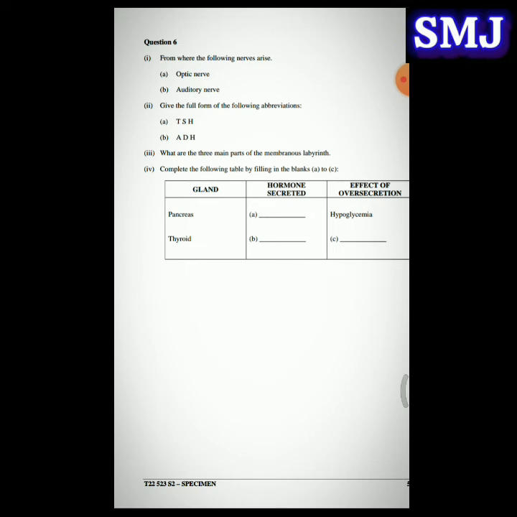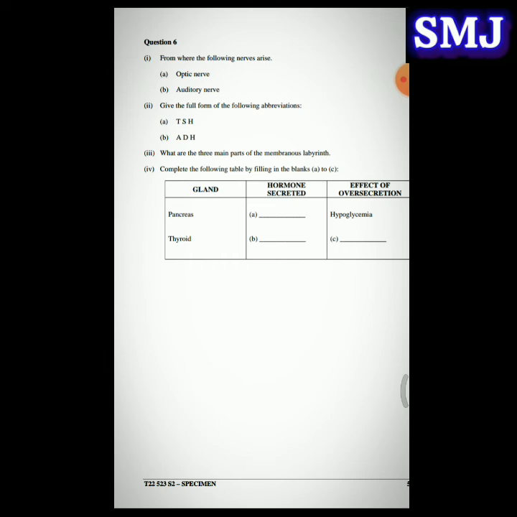Next question. What are the three main parts of the membranous labyrinth? The answer is the semicircular ducts. The second one is two sac-like structures, the saccule and utricle located in the vestibule, and the cochlear duct, which is the only part of inner ear involved in hearing. So the first one, semicircular duct, second one, sac-like structures called saccule and utricle, and the third one is cochlear duct, which is the only part of the inner ear involved in hearing.